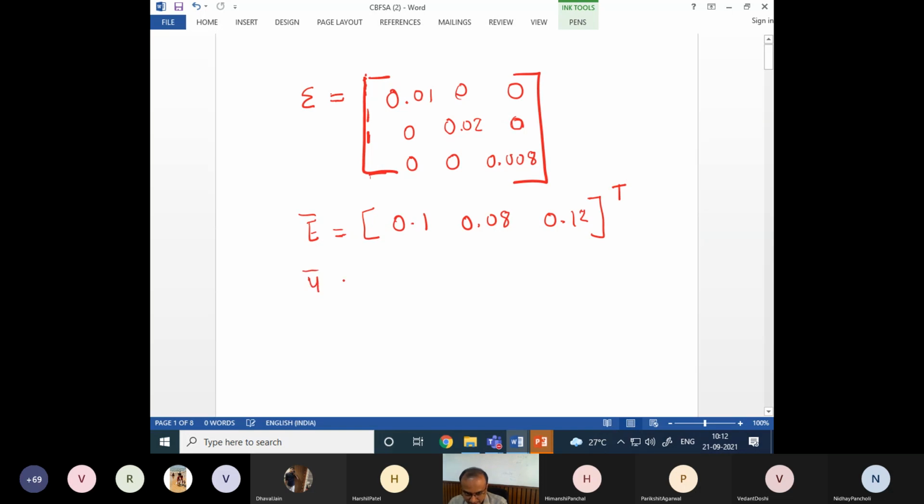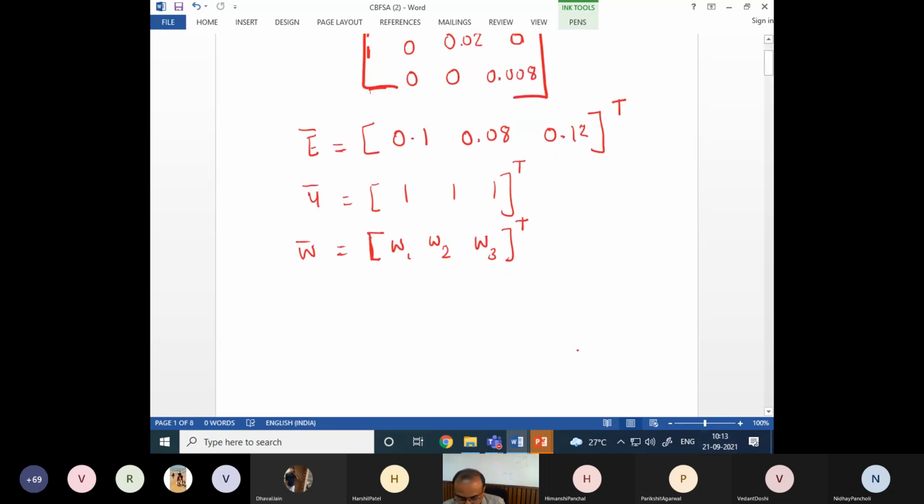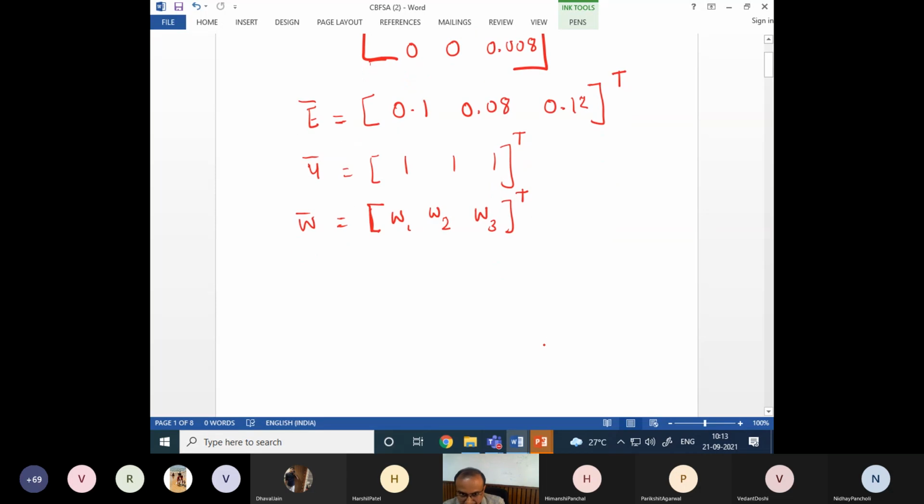Now the U vector is a vector of 1s, 3 cross 1, because we have the weight vector which is unknown, W1, W2, W3 transpose. When we say vector, it should be a column vector. So when we write it in row form, it should have a transpose sign. Now everything is given.